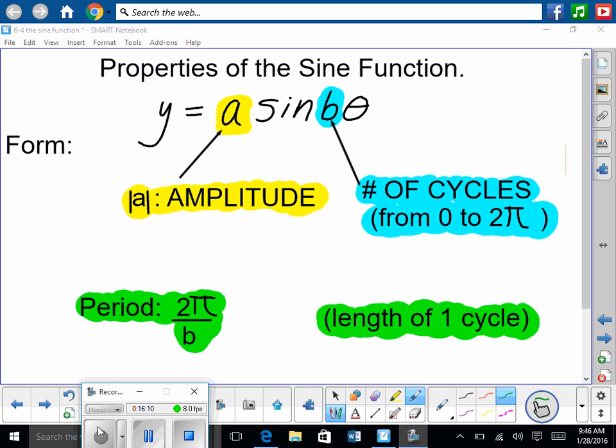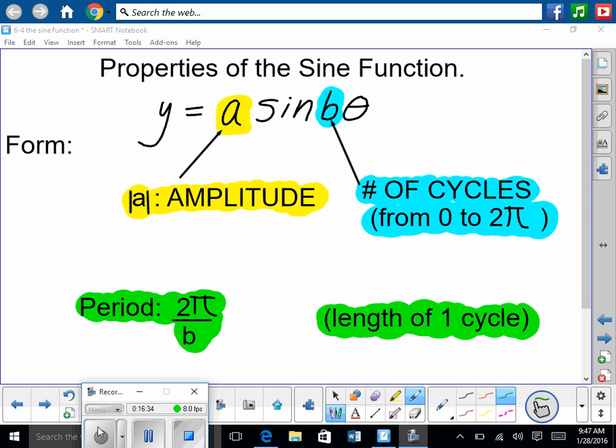So now, here is the equation for a sine function. We're going to talk about some properties of the sine function. Very important. The form is y equals a times the sine of b theta. Theta is just like an x. We're talking angles here, so that's why they use theta.